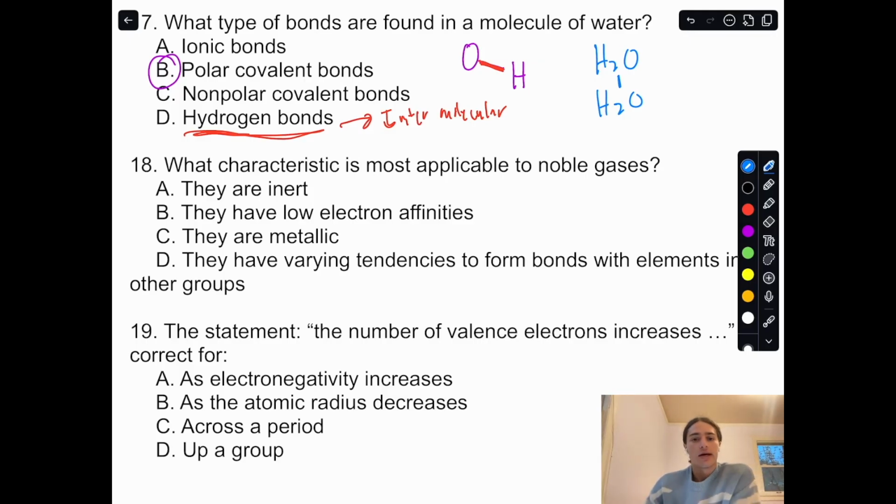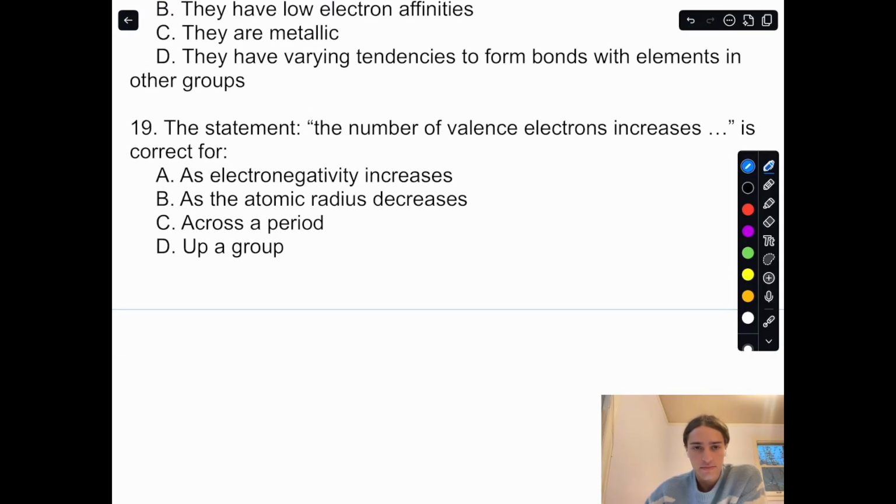18. What characteristic is most applicable to noble gases? This one is pretty simple, I think. It's A, they're inert, which means that they are unreactive. They don't react with other elements, and that's because they have full electron shells.